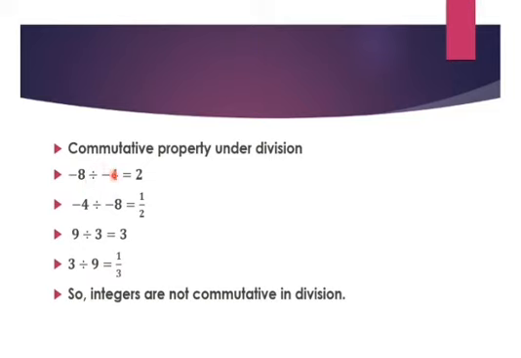Both of them are negative integers. We simply divide as whole numbers. 8 by 4 is 2, and put a positive sign because both of them are negative integers. We get the answer as 2.